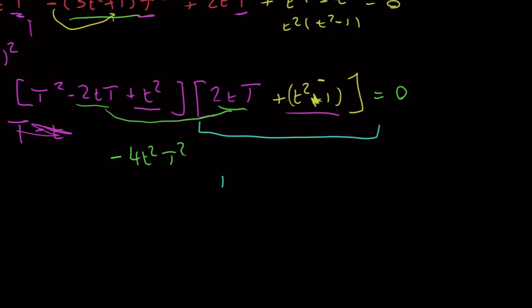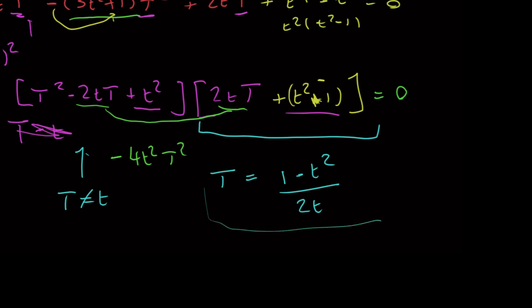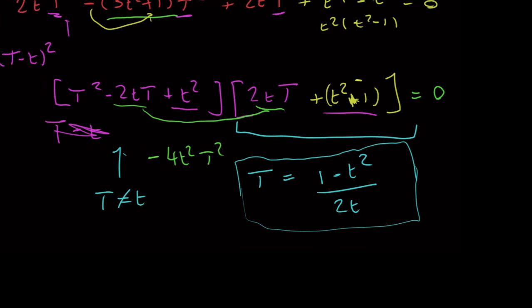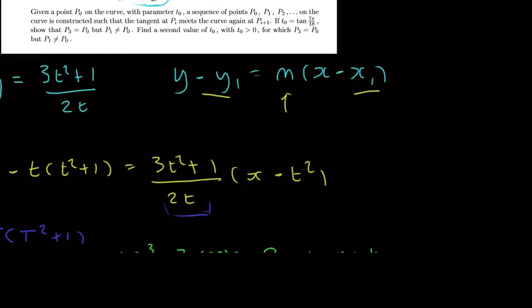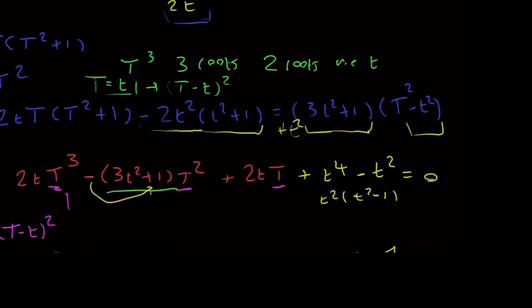So t is just going to be, moving that to the other side, exactly 1 minus t squared over 2t. How do I know that? Because I know that t is not t. So the only solution is this guy. All right. So that's good. There's just one more thing that we need to do. We need to show that that 3t squared is not 1.